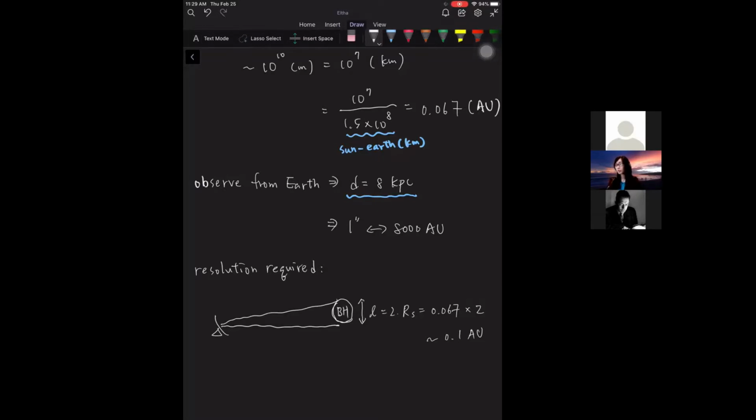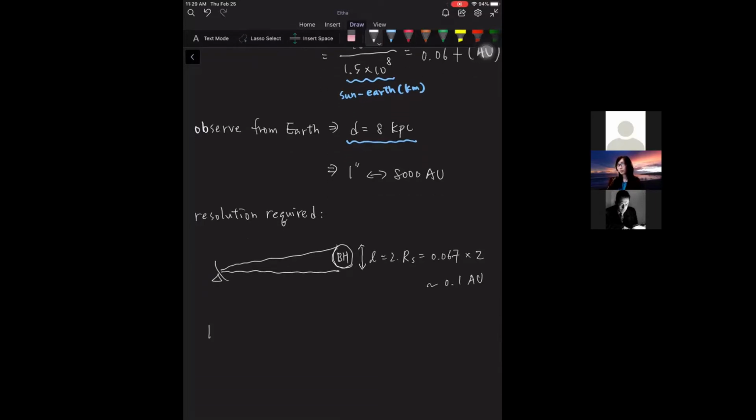So since we already know that 1 arcsecond is now 8,000 AU, and we want 0.1 AU, we multiply by 0.1 over 8,000, then we will get 1.25 times 10 to the minus 5 arcsecond. And that is about 12.5 microarcsecond. All right, so now we know the resolution we need to observe the supermassive black hole.